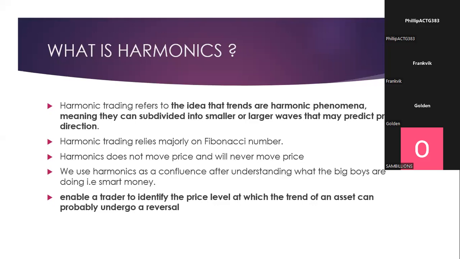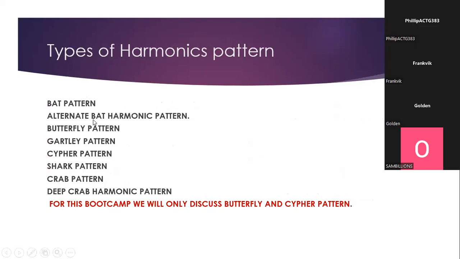You deal majorly with your Fibonacci numbers, and harmonics does not move price and it will never move price. It's just like Mr. Charles explained yesterday, and my brother Fortman also explained, he spoke about structure, liquidity sweep, integration candle. Those are the main things we need to understand about price. We only use harmonics as a confluence, after understanding what the big boys are doing, that is the smart money. It also enables a trader to identify the price level at which the trend of an asset can probably undergo a reversal. I will definitely go to the chart, but these are the types of harmonic pattern.